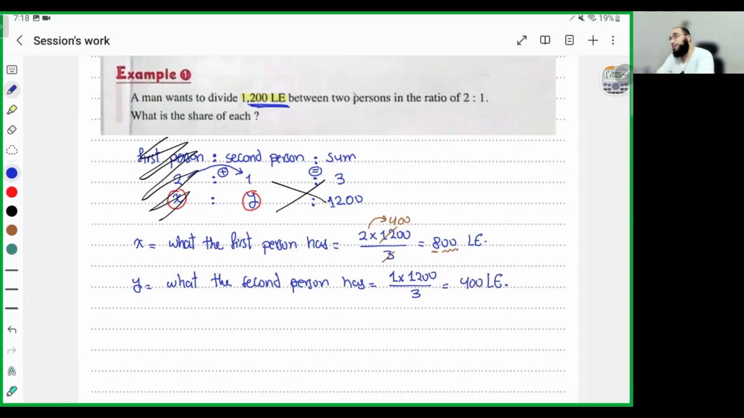And another one can tell me, Mister, I can get it by another way. They are both together have 1,200 pounds, and the first was 800, and the second actually is the rest. 1,200 minus what the first has gives you the second part. So 1,200 minus 800 gives you the value of the second part, which is 400.